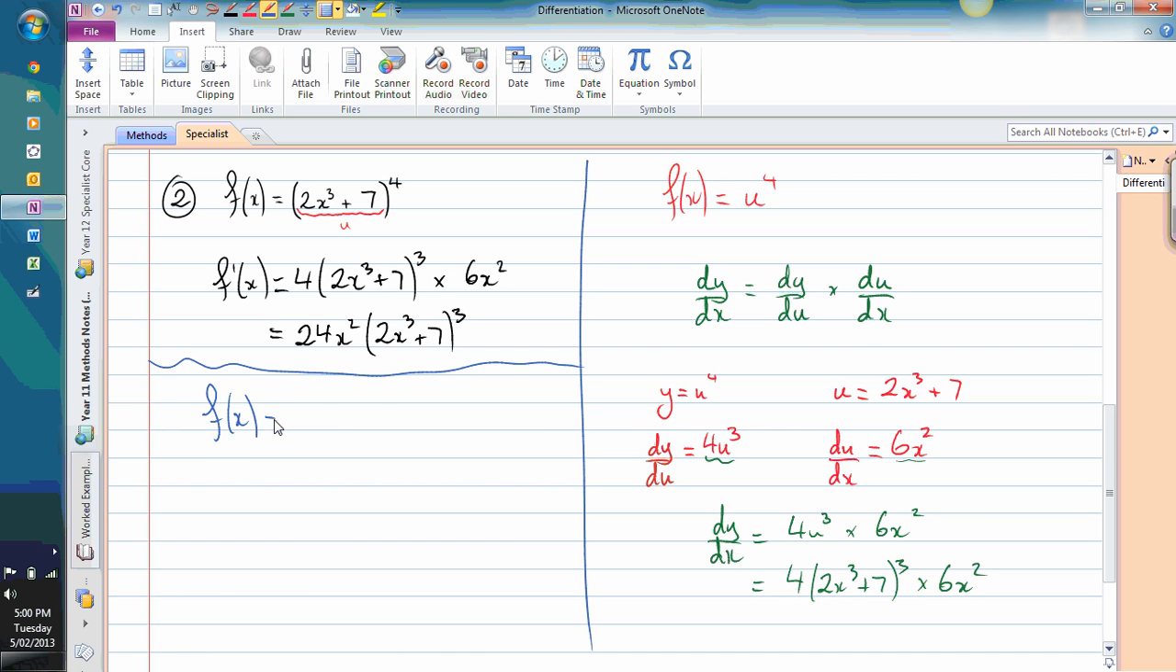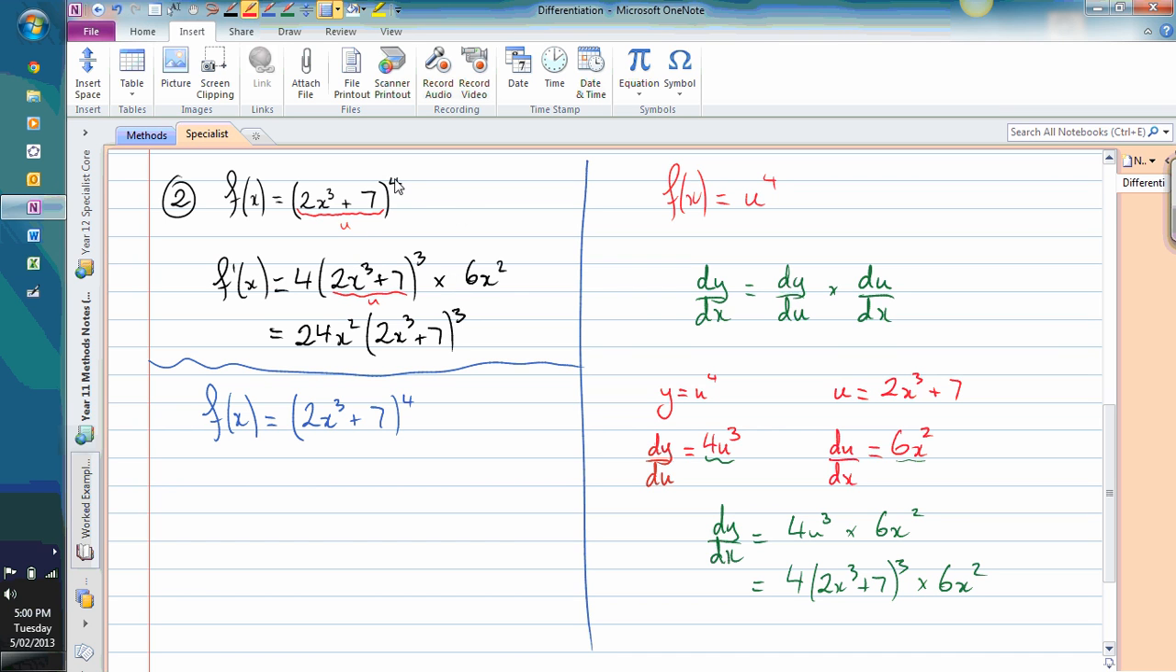So my original function was f of x equal to (2x cubed plus 7) all to the power of 4. Now, if we have a look at the first step of our differentiation that we ended up getting from all this working, do you notice that this u inside the brackets is still there? It's still a u. And if you have a look at the whole part here, it kind of just looks like a normal differentiation problem. Let's just ignore this other bit over here for the moment.